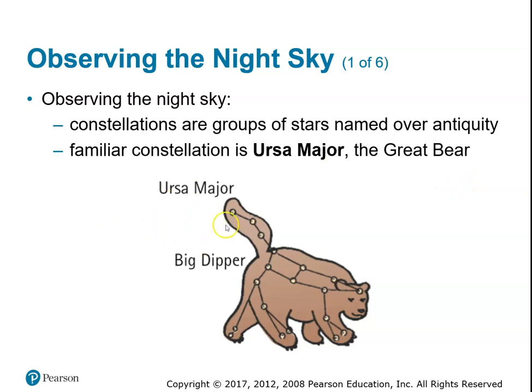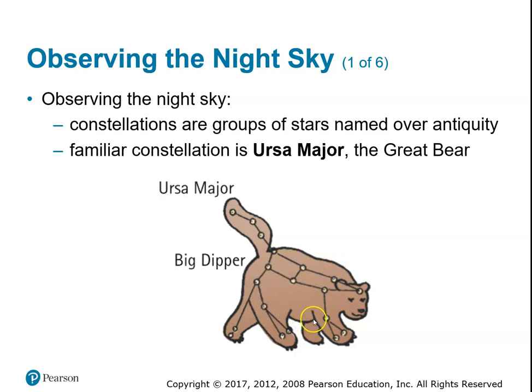The closer the stars are to the North Pole, if you extend the North Pole out into space, which is called the celestial North Pole, those stars will just go around it. This larger constellation, which the Big Dipper is part of, is called Ursa Major, the Big Bear. So that's the constellation that the Big Dipper is in.